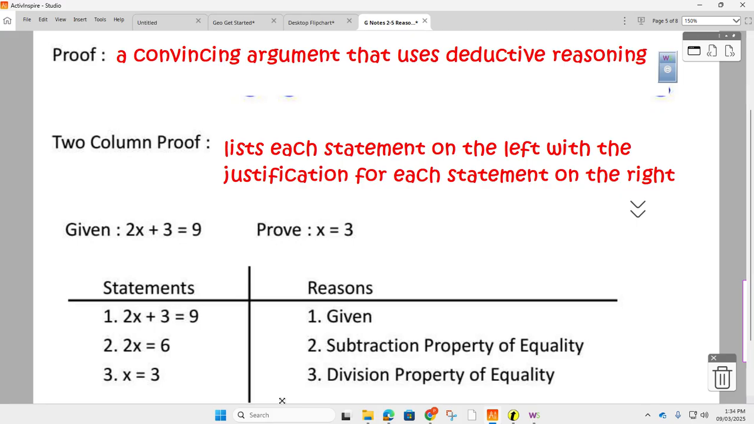Very often, one of our reasons is going to be given. If they write literally the given statement, so given in math means they're telling us it's true. In this case, they're telling us that 2 times (x plus 3) equals 9, and they want us to prove that x equals 3. So this is a given statement. This is what we're proving. Whatever you're proving should be the bottom statement. That should be the last thing in your proof.